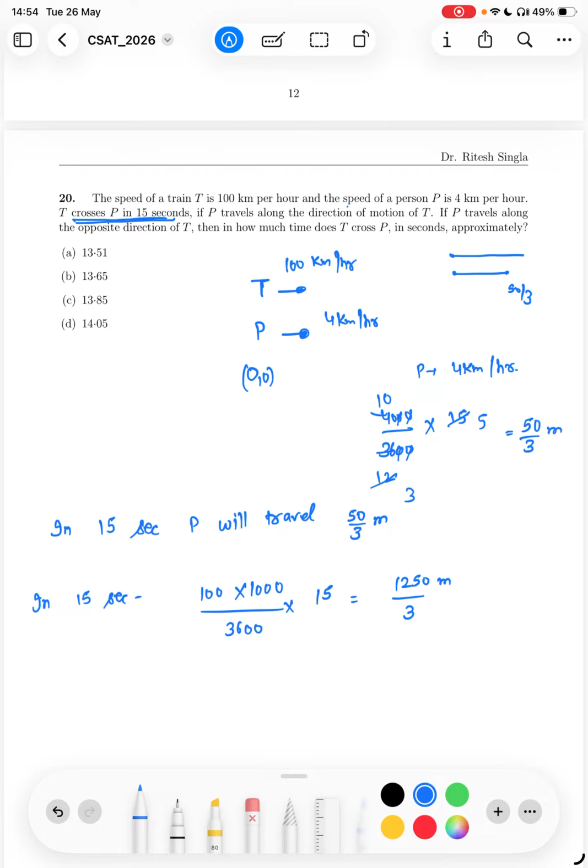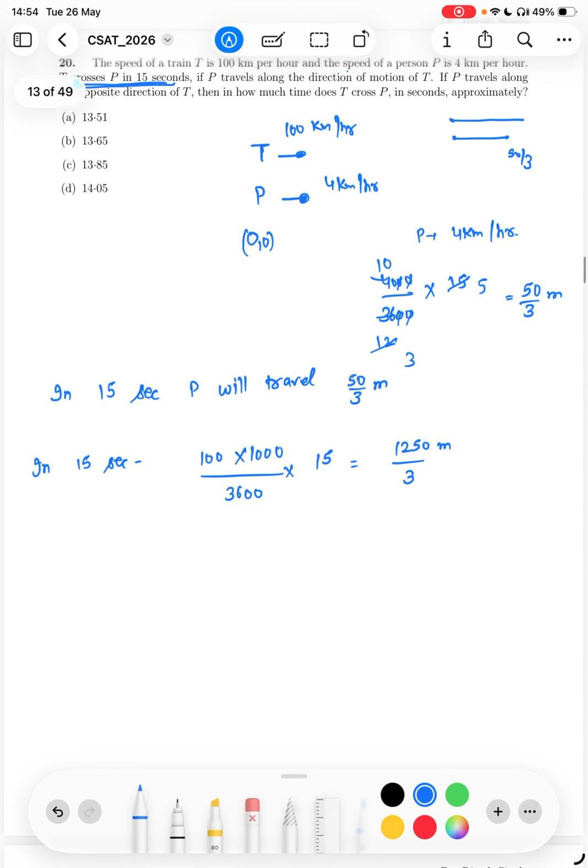Are we clear till here? In 15 seconds the train will travel 1250 upon 3 distance, and in 15 seconds P will travel 50 upon 3 distance. So from here, first of all, we want to calculate the total length of the train, right? So why are we calculating the length of the train?